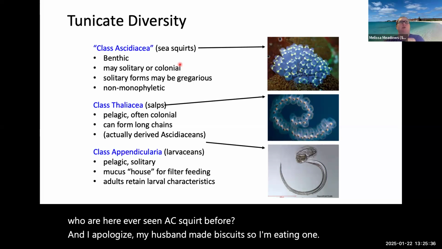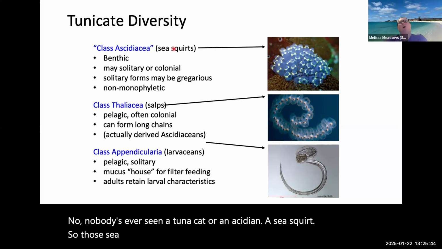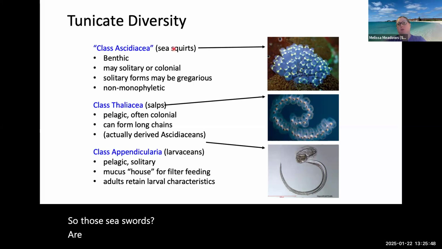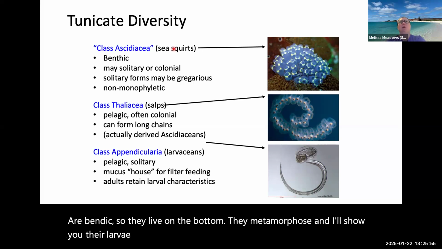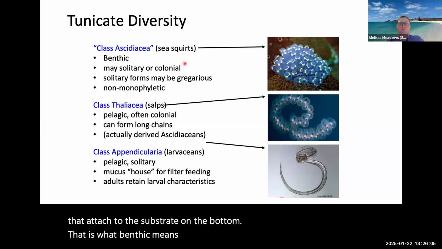Nope, nobody's ever seen a tunicate or an ascidian, a sea squirt. So the sea squirts are benthic. So they live on the bottom. They metamorphose, and I'll show you their larvae in just a moment, but they metamorphose into these adults that attach to the substrate on the bottom. That is what benthic means, basically.